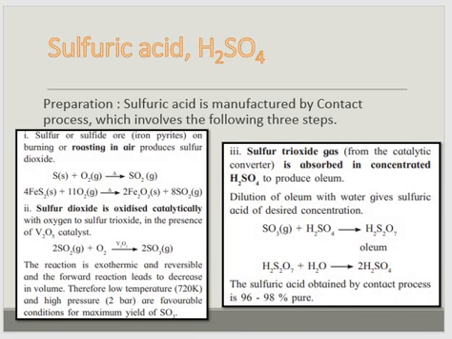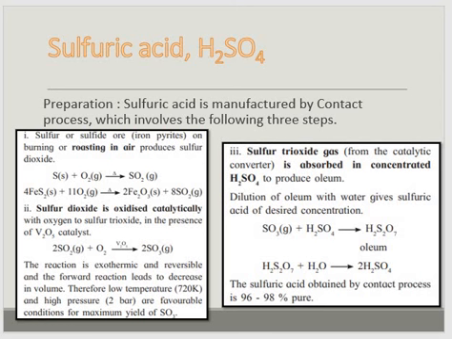Now, the other compound, sulfuric acid. Sulfuric acid is one of the mineral acids. It is a strong acid. Sulfuric acid is manufactured by the contact process which involves the following three steps. Number one, sulfur or sulfide ore. You can say we are taking iron pyrite here.